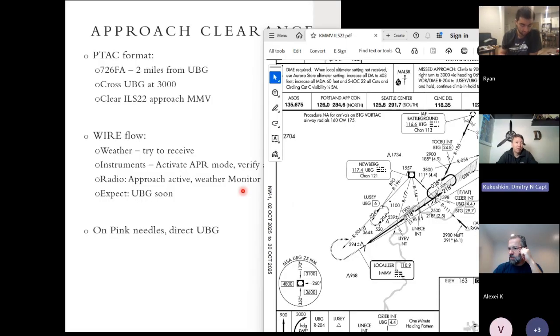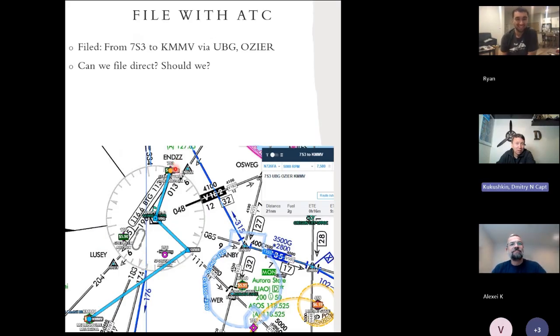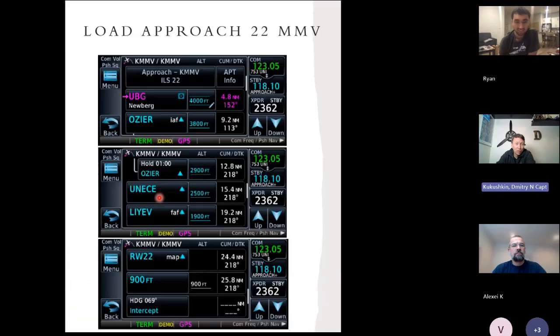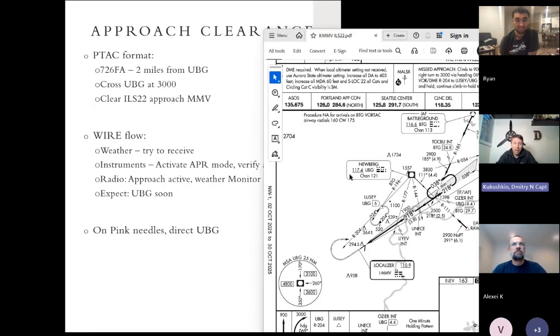Now, remember how I filed the plane? Okay, question coming up. Alexei, I think you will be my next target. Remember how we filed Newburgh, Auger, McMinnville, and we just got cleared for this approach. What happens when we hit Newburgh and then we hit Auger? So we're already at Auger, you said? Yeah. Well, let's go step by step.